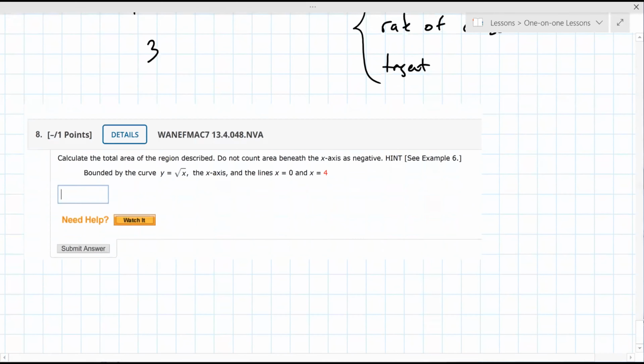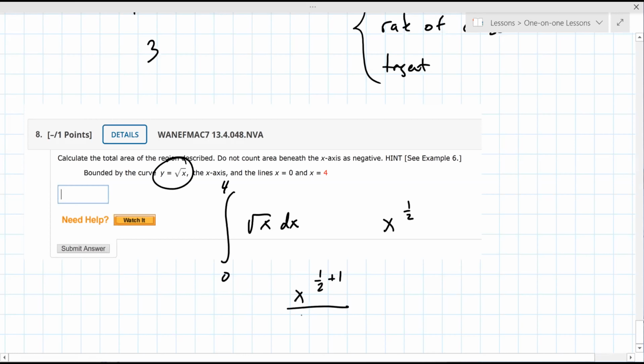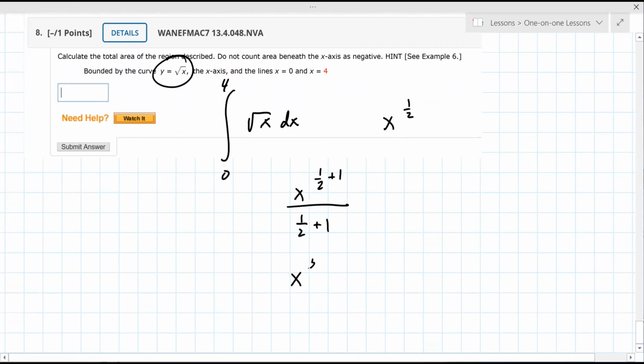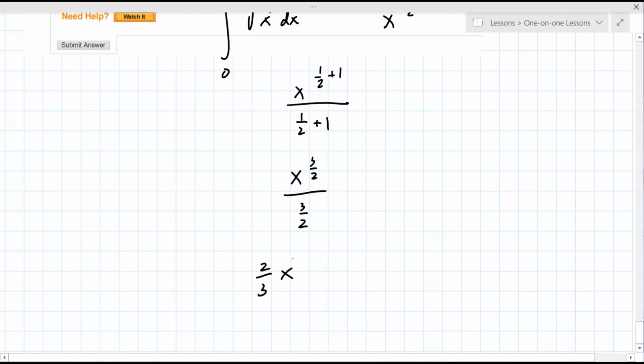Pasting in number 8. Okay, kind of same thing here. It's the integral of your function, and your limits of integration go there. So the square root of x is really x to the 1/2. Sometimes this is where students get a little like, oh my gosh, it's fractions. I haven't done this in forever. Yeah, it's the same idea though. So it's x to the 1/2 plus 1 over 1/2 plus 1. This is 3/2. So it becomes x to the 3/2 over 3/2, and you flip the bottom. So it becomes 2/3 x to the 3/2 evaluated from 0 to 4.